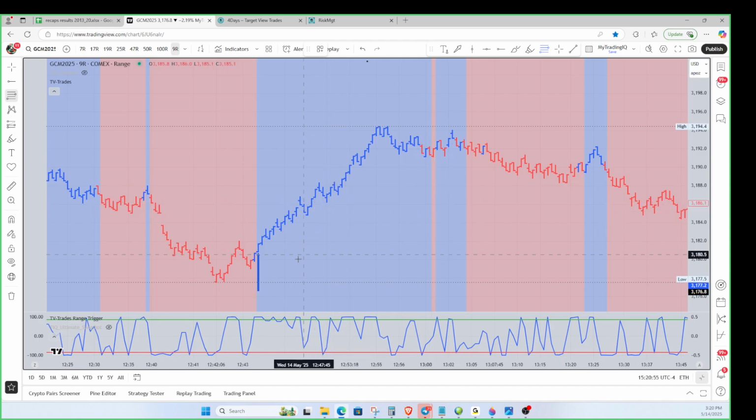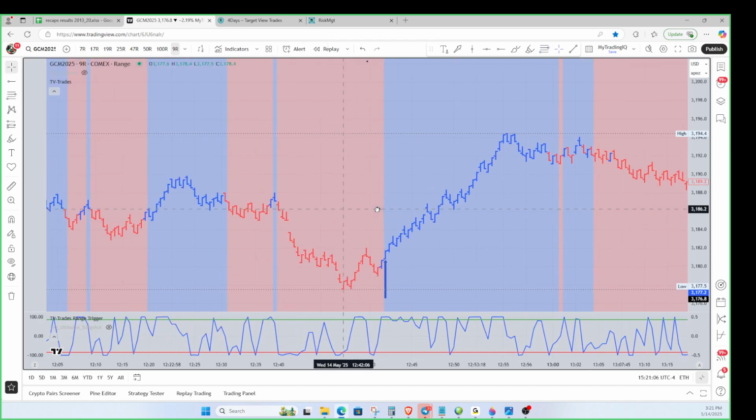Actually, it's not right there. Sorry, I thought that was going to be a good one. This isn't really a good one either. I'm trying to find a really good one that everything came together right. That's what I'm telling you. Today was not really easy to trade.